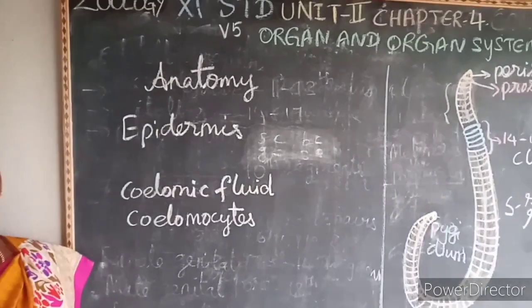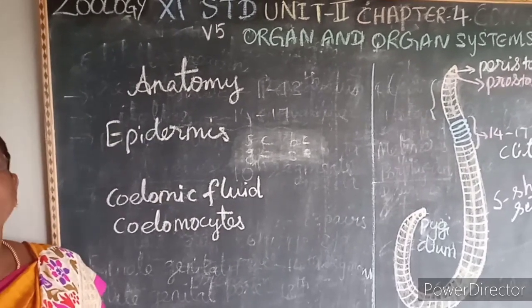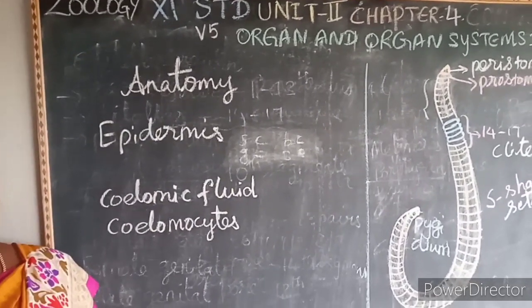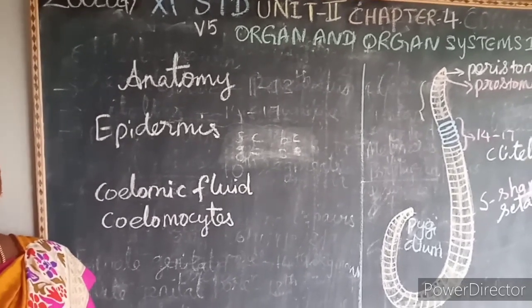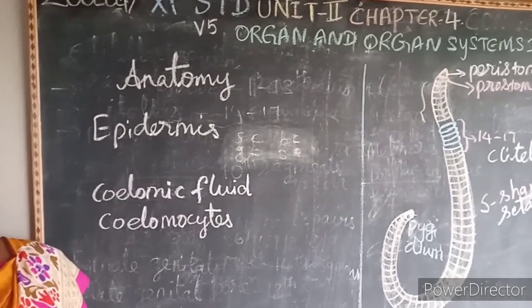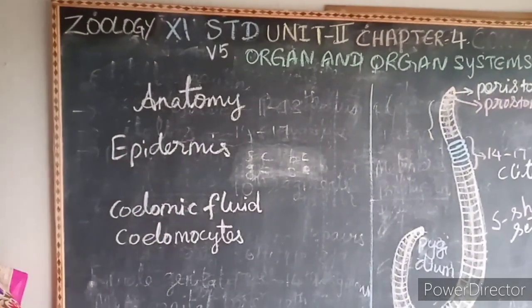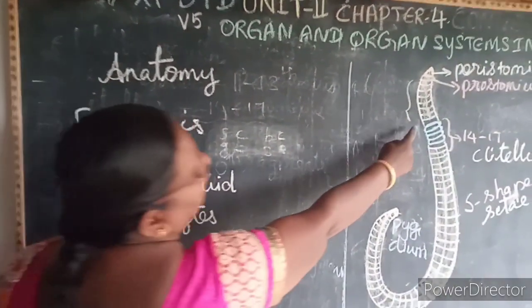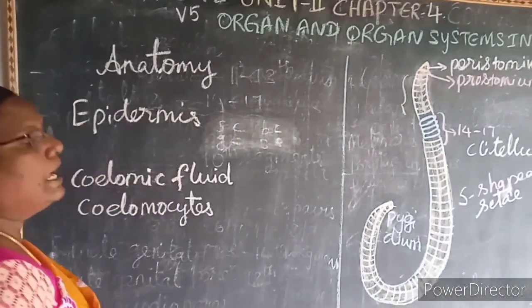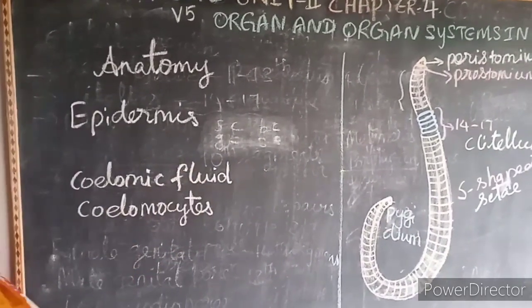Next, we are going to learn about the anatomy of the earthworm. So, what is anatomy? The study about the internal structure. What is morphology? The study about the external structure. The study about the internal structure is known as what? Anatomy.